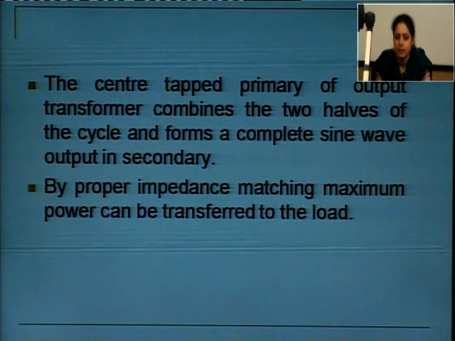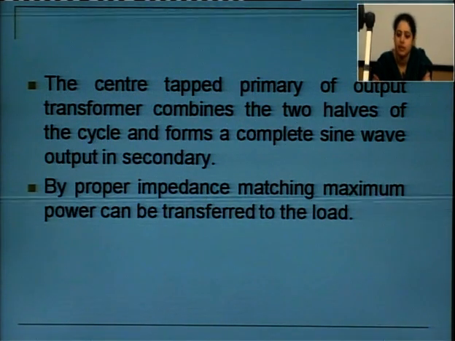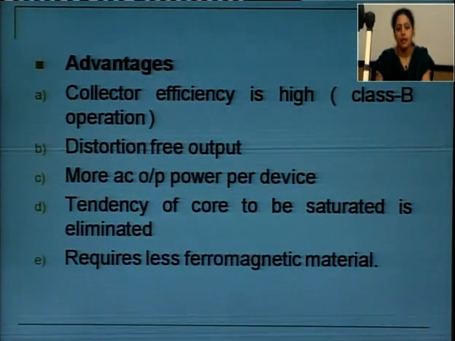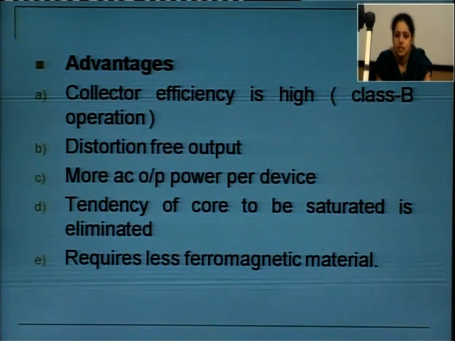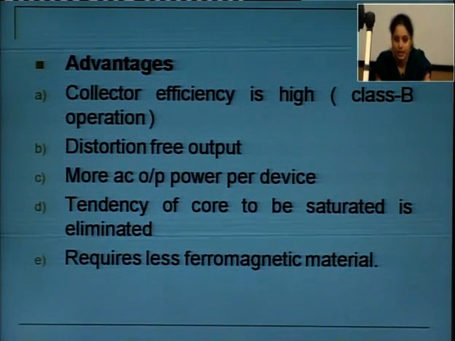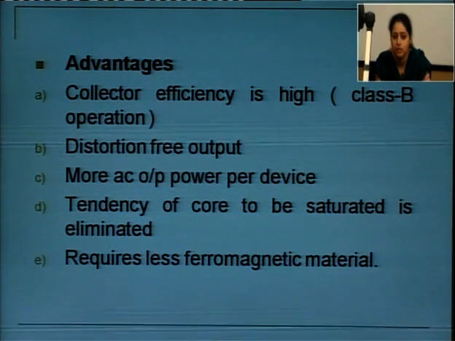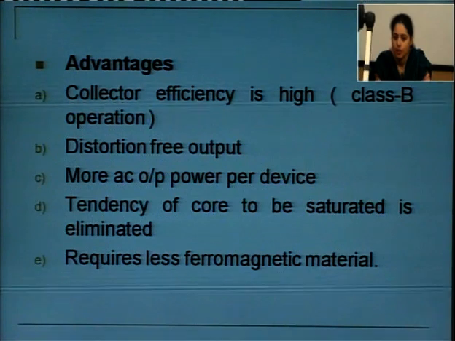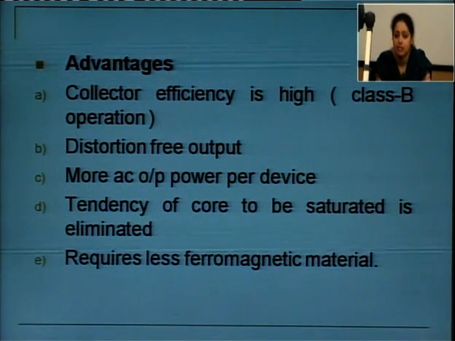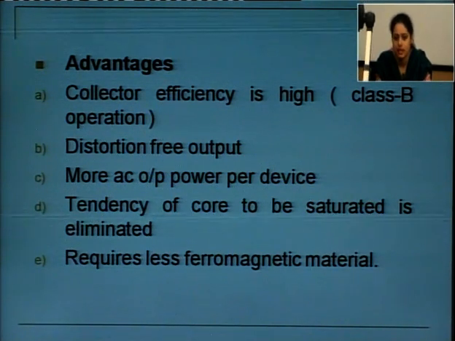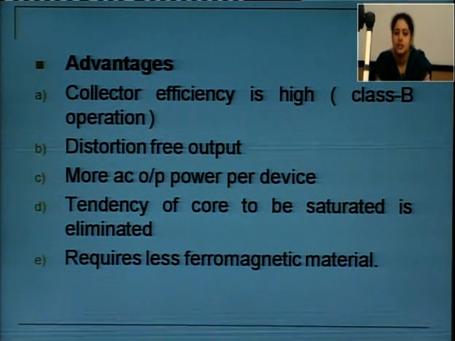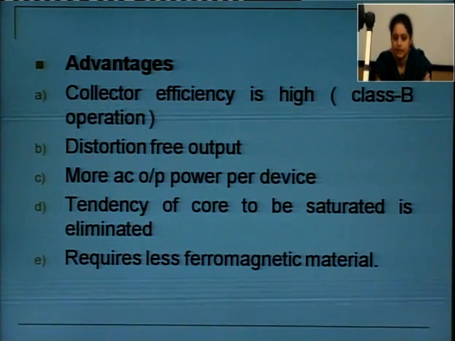By proper impedance matching, maximum power can be transferred to the load. Now, coming to the advantages and disadvantages of this push-pull amplifier. The collector efficiency is high in case of your push-pull amplifier, as you are using the class B operation. Distortion-free output is there, as one complete cycle, the positive half cycle, is amplified by one transistor and the negative cycle is amplified by another.